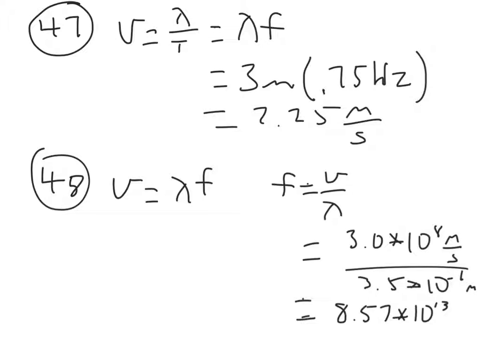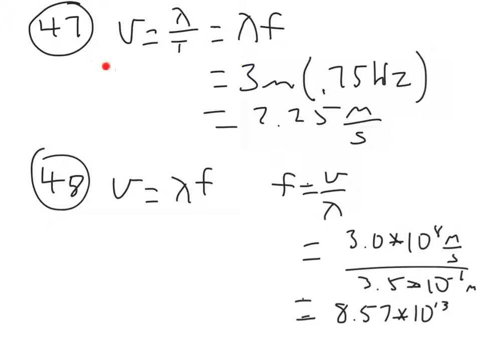Questions 47 and 48 have to do with frequency and velocity. It's those two formulas. Number 47 is a pretty simple equation. A water wave has a wavelength of 3 meters and a frequency of 0.75 hertz. What is the velocity of the wave? You have a couple of equations to choose from.